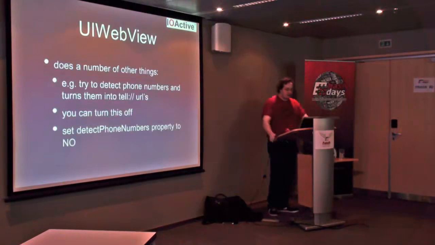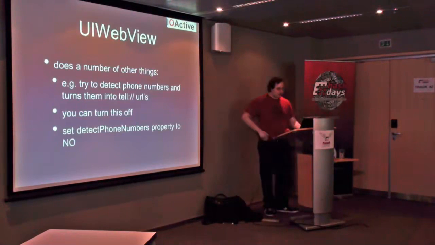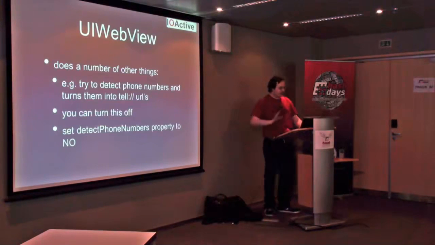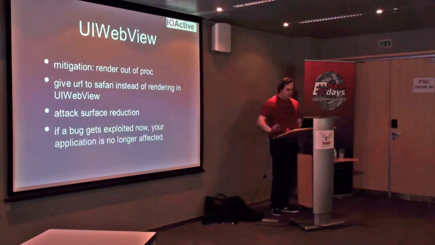There's a few other things in there that it can do. For example, it'll detect phone numbers and turn them into these telephone URL handlers. And if you click on them, the phone comes up in the iPhone, for example. This particular feature you can turn off, and if you don't need that, I would say turn it off. But that's only one small thing in the long list of attack surfaces that you can't turn off.